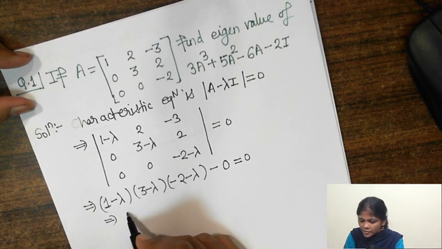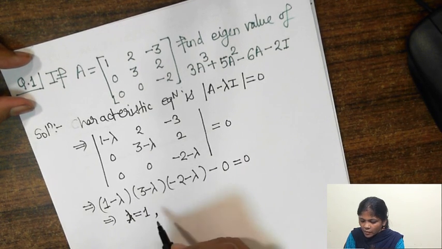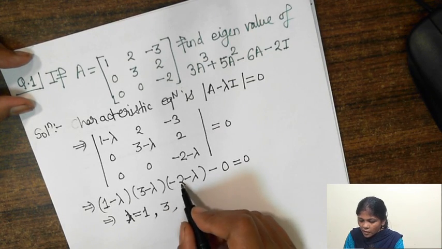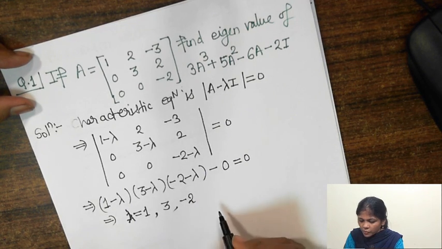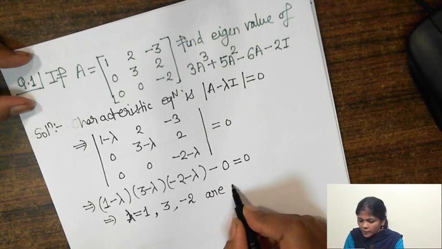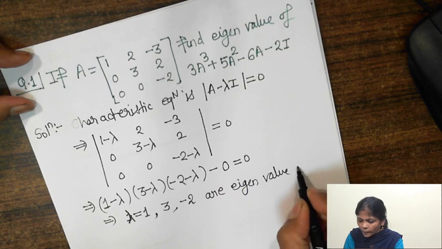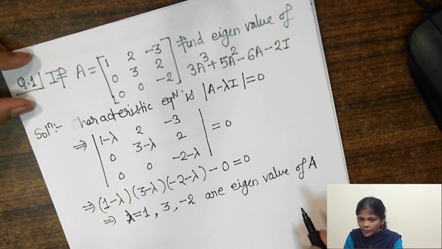Now what does this give? It gives 1 minus lambda equal to 0, so lambda equal to 1. Then 3 minus lambda equal to 0, so the next value is 3. Then minus 2 minus lambda equal to 0, so the next value is minus 2. So lambda equal to 1, 3, minus 2 are the eigenvalues of matrix A. Right?